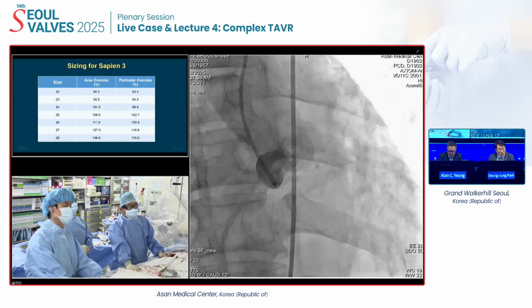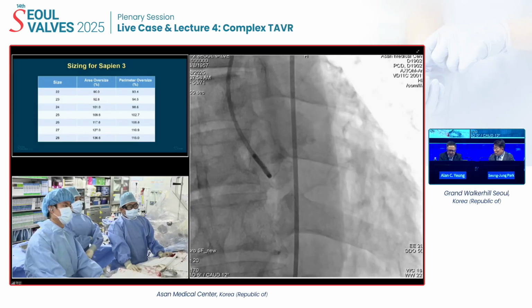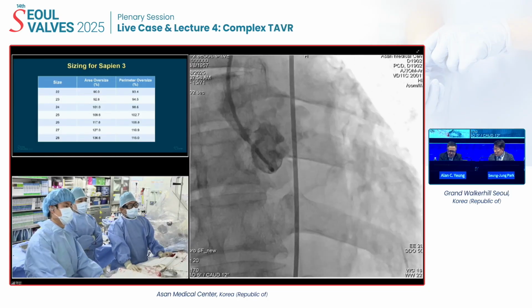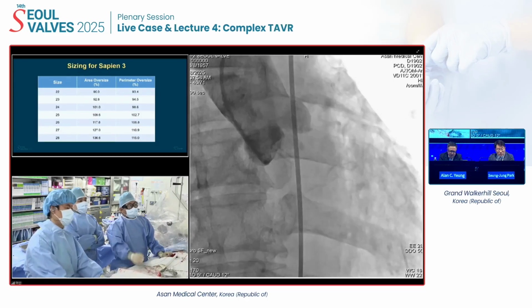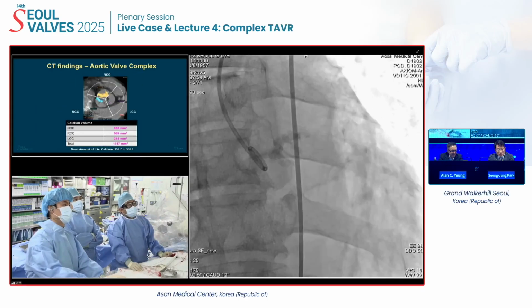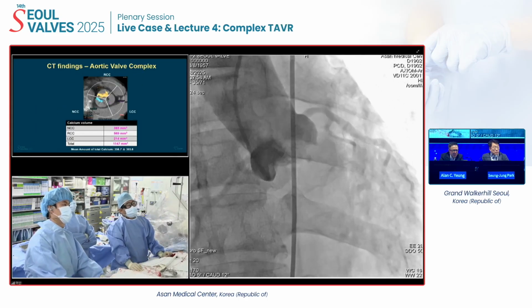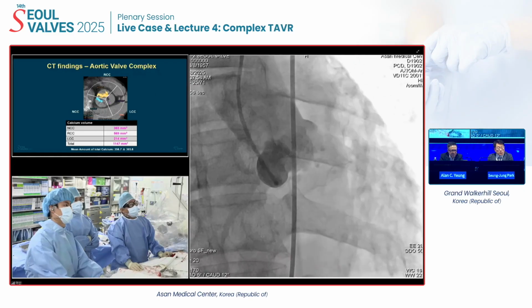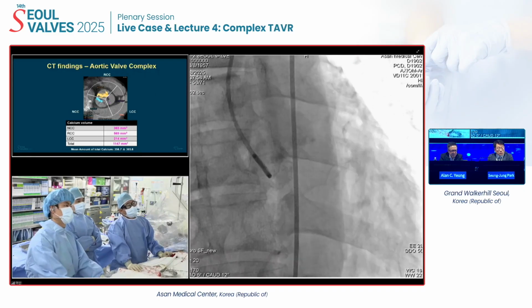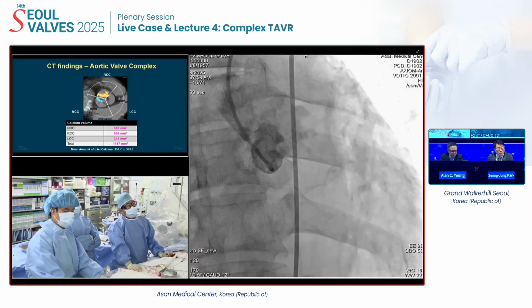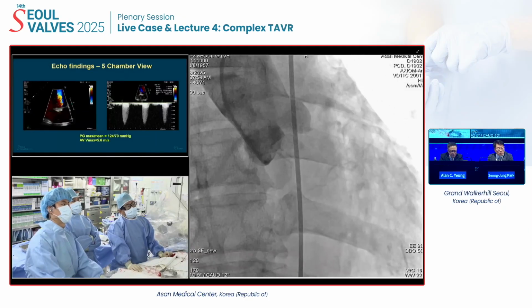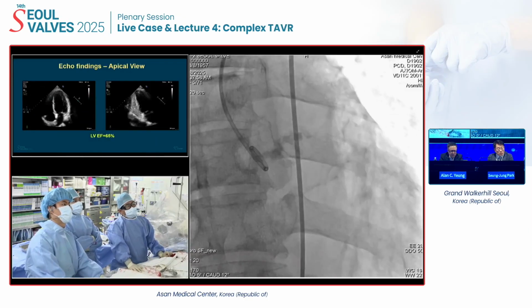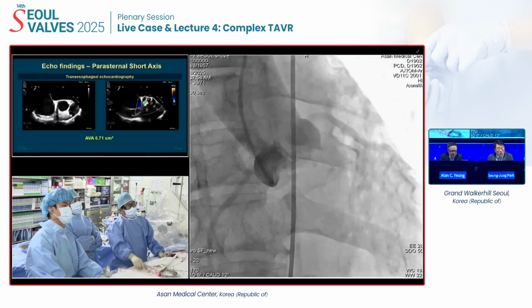So, Jung-Min, on the CT, can you tell what type of bicuspid? Type 1 bicuspid. Could you show us which one is the fused raphe there? Is it RL fusion? Yes, RL fusion. Calcification is usually mostly located in the NCC and RCC, but fusion is between the RL.